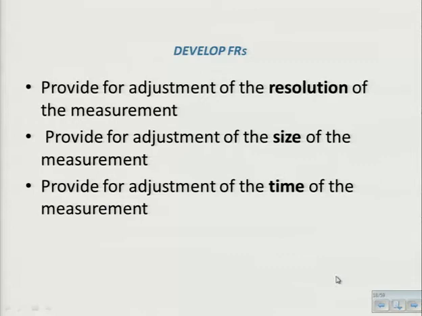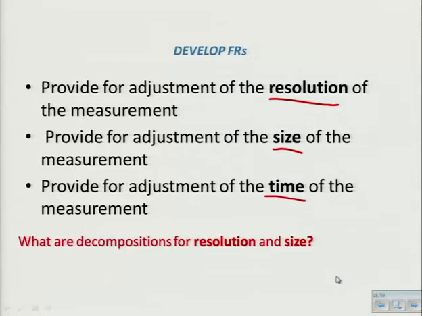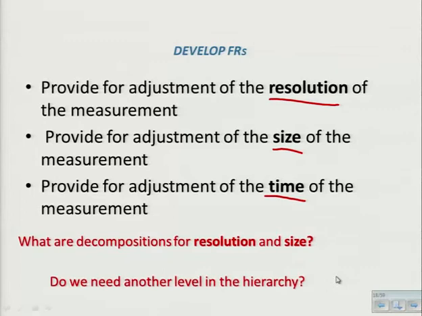All right, so what do we need? We need to provide for an adjustment of the resolution and the size and the time. So what are the decompositions then of, for example, resolution and size? Now, I hope you've given this enough thought so you may have some ideas about how to decompose these. And here's a question: do we need another level in the hierarchy? So how do you figure out if you need another level in the hierarchy? Well, the rule is that you decompose until the solution is obvious. All right, so if I look at this and go, I can see how to do it.